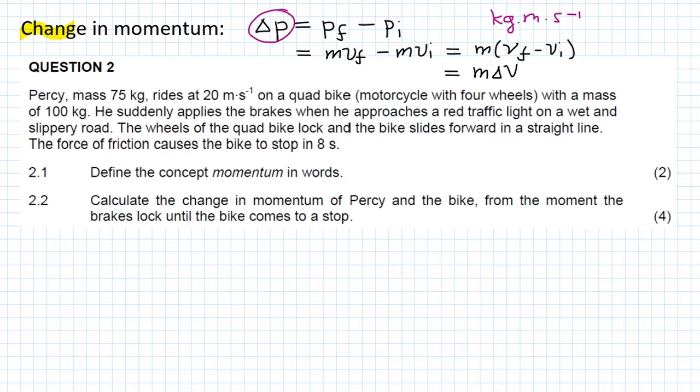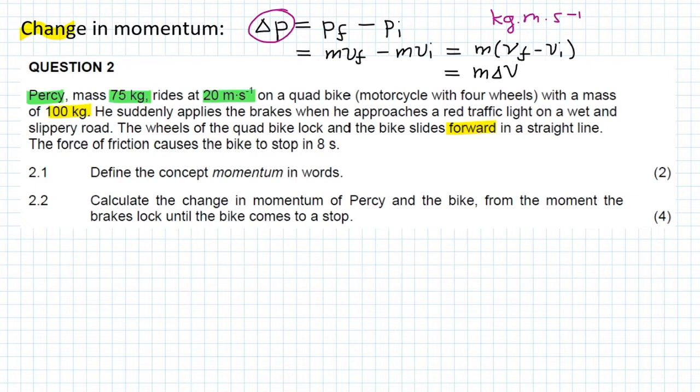Let's now look at a question involving change in momentum. This question reads, Percy of mass 75 kilograms rides at 20 meters per second on a quad bike, that is a motorcycle with 4 wheels, with a mass of 100 kilograms. He suddenly applies the brakes when he approaches a red traffic light on a wet and slippery road. The wheels of the quad bike lock and the bike slides forward in a straight line. The force of friction causes the bike to stop in 8 seconds.